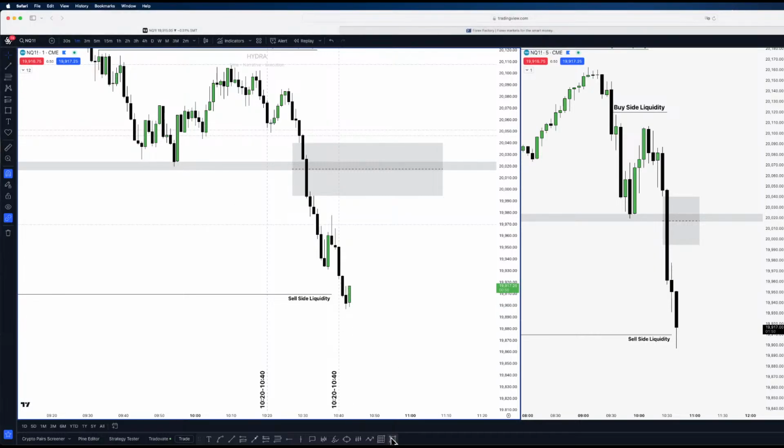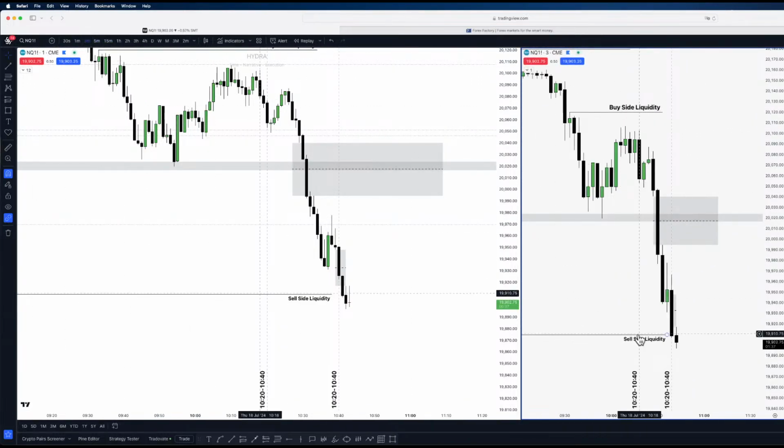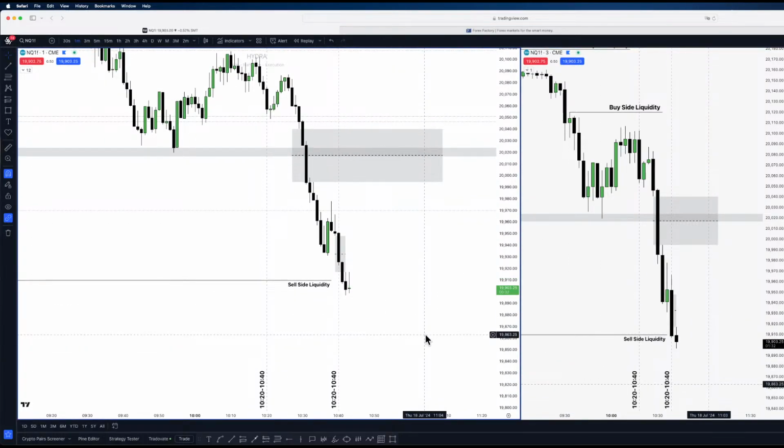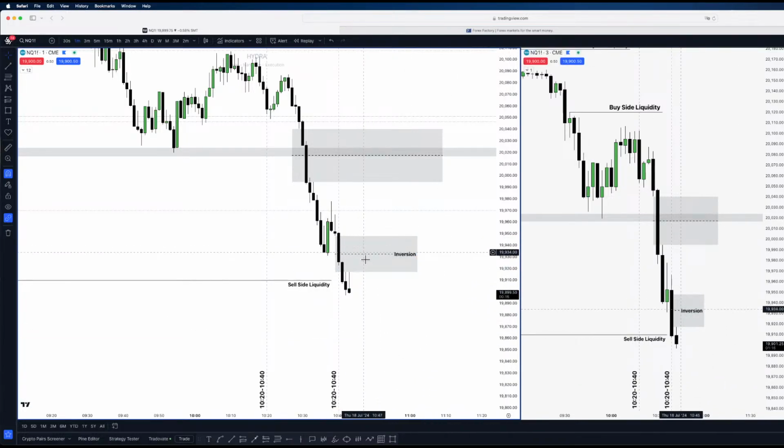Will we have an inversion here? I think that's our 15-minute gap. Oh no, that's not 15. That's a 3-minute gap. We'd like to see this turning into an inversion. I'll probably engage with a 1-to-1 targeting this.